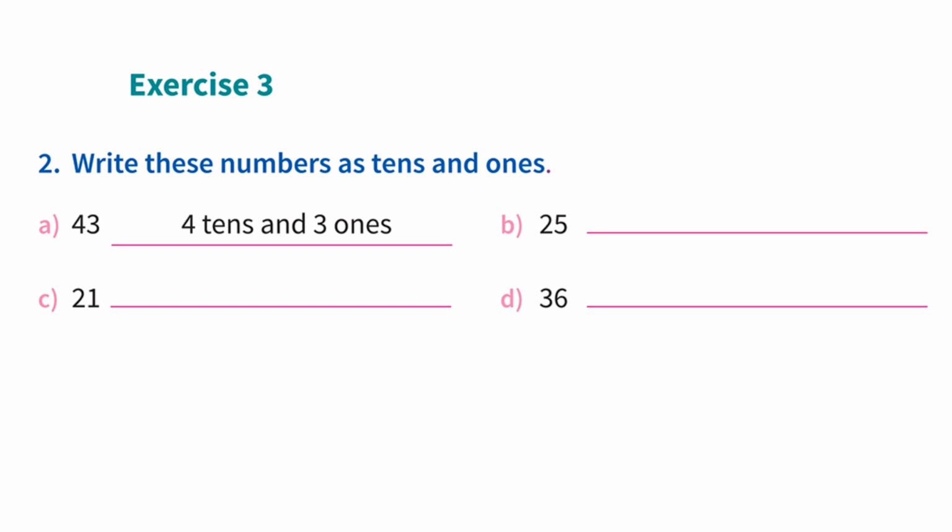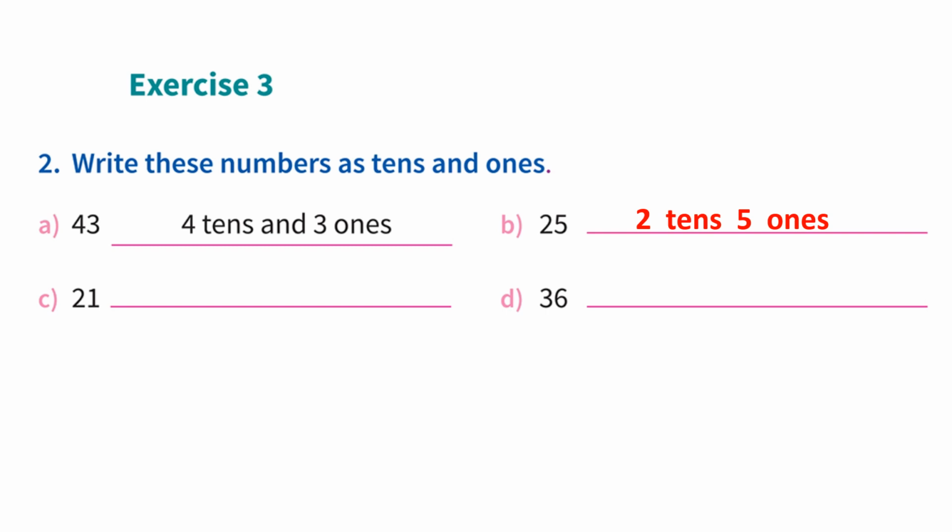Okay. So first one is already done. What is written? 43. That means when we expand the number, what will come? 4 tens and 3 ones. Now see the next one. Which number is given? 25. Okay. So the answer will be 2 tens and 5 ones.